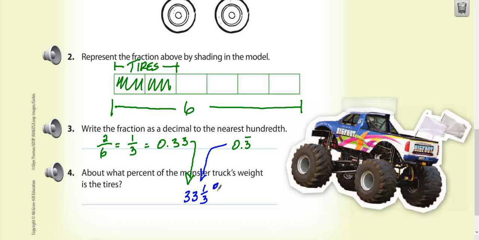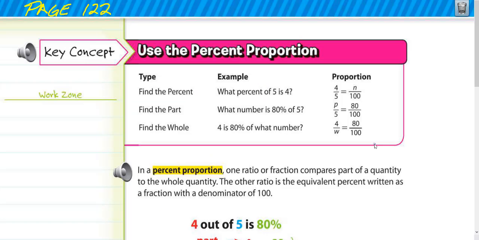And that's one of the percents that you really want to learn. The percent for 1/3 is 33 1/3. The percent for 2/3, that's another one you want to learn. That's 66 2/3%. Those come up a lot in everyday stuff. So those are definitely ones to learn. All right, let's look at the next page.